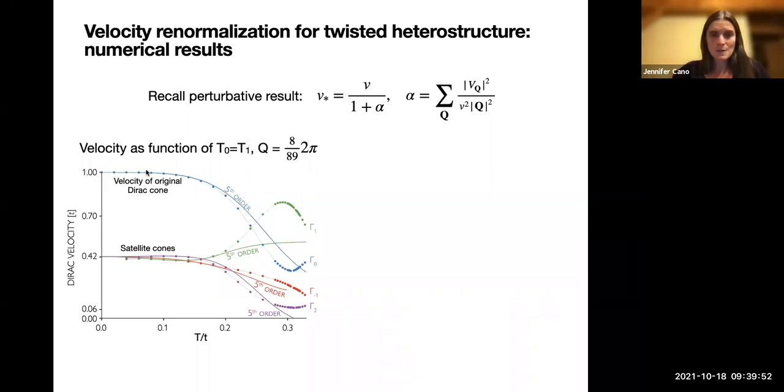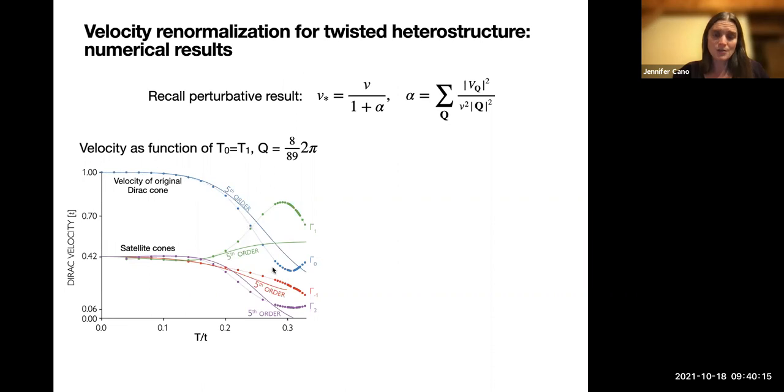And as we increase the potential strength, we see that this velocity starts to nosedive. And so the dots are the numerical results for different values of potential strength. And then this line is our perturbation theory, which we've extended to 5th order so that it goes out a lot further. And so you can see that the perturbation theory and the exact diagonalization of this model agree pretty well.